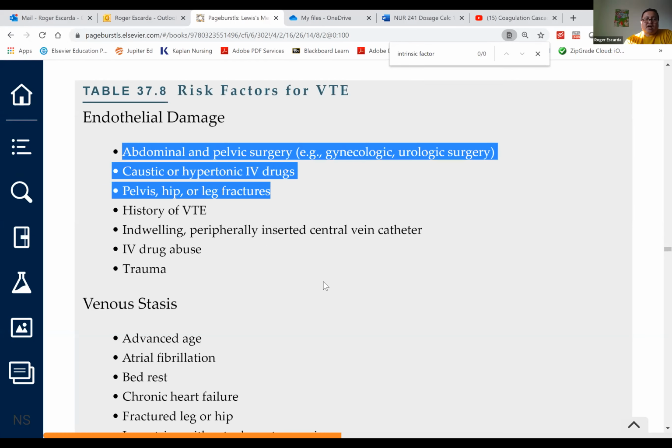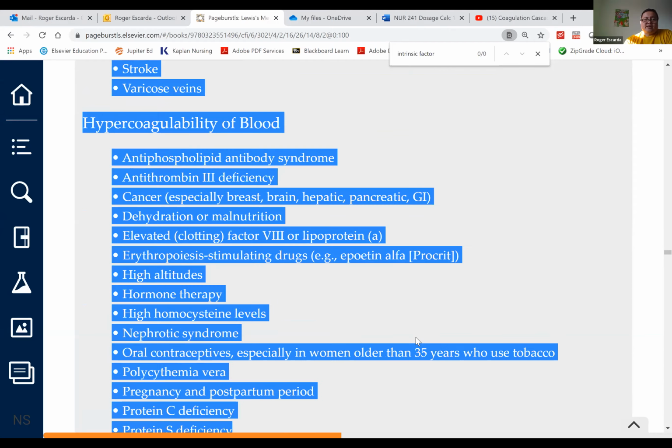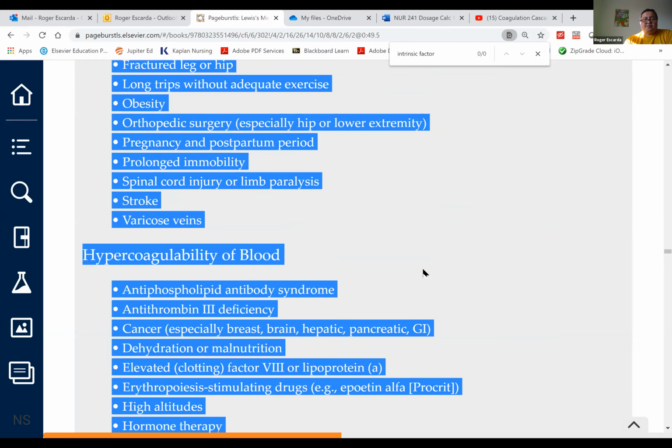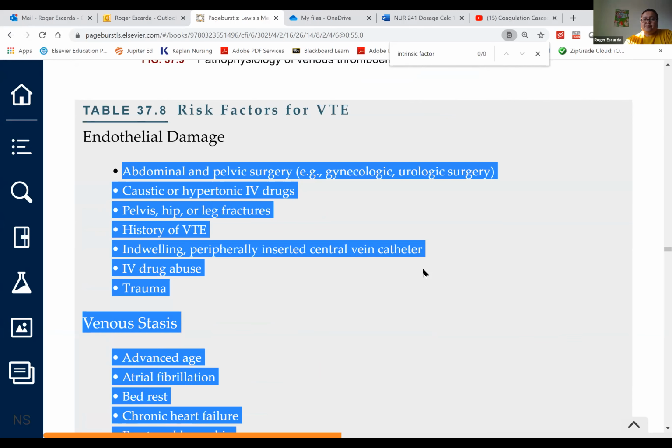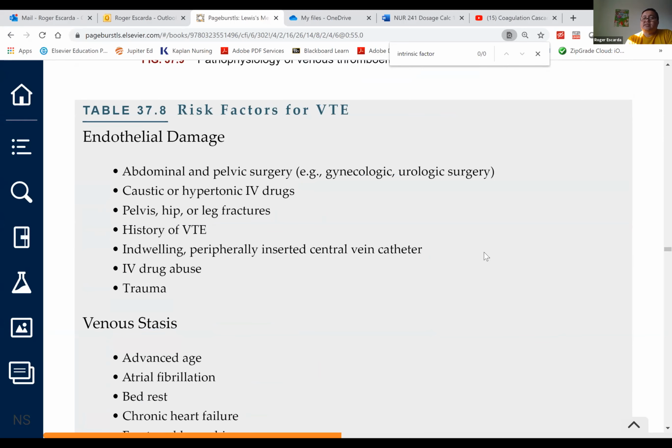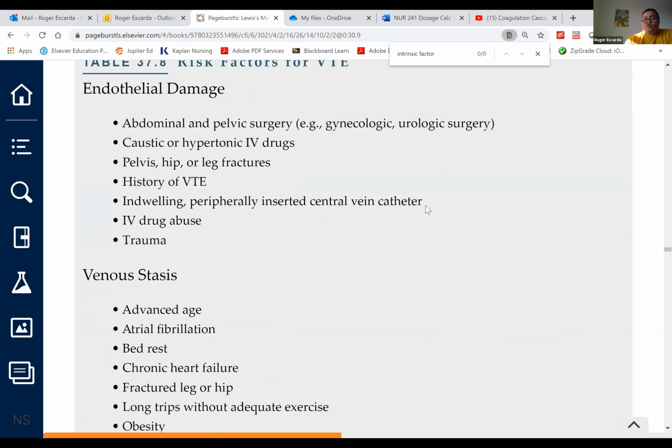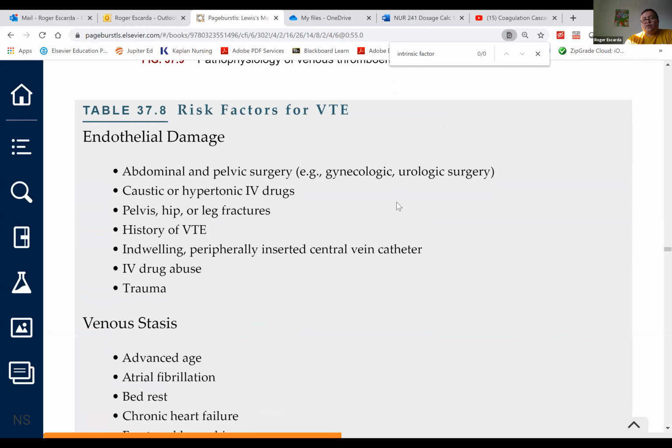What I'll do is just copy and paste all of these from Table 37.8 and put it in a table on a Word document, and then that's it. That's my DVT risk assessment tool. So what I'll do is assign points here. You only need 2 points in order to qualify, meaning to be at risk for DVT.